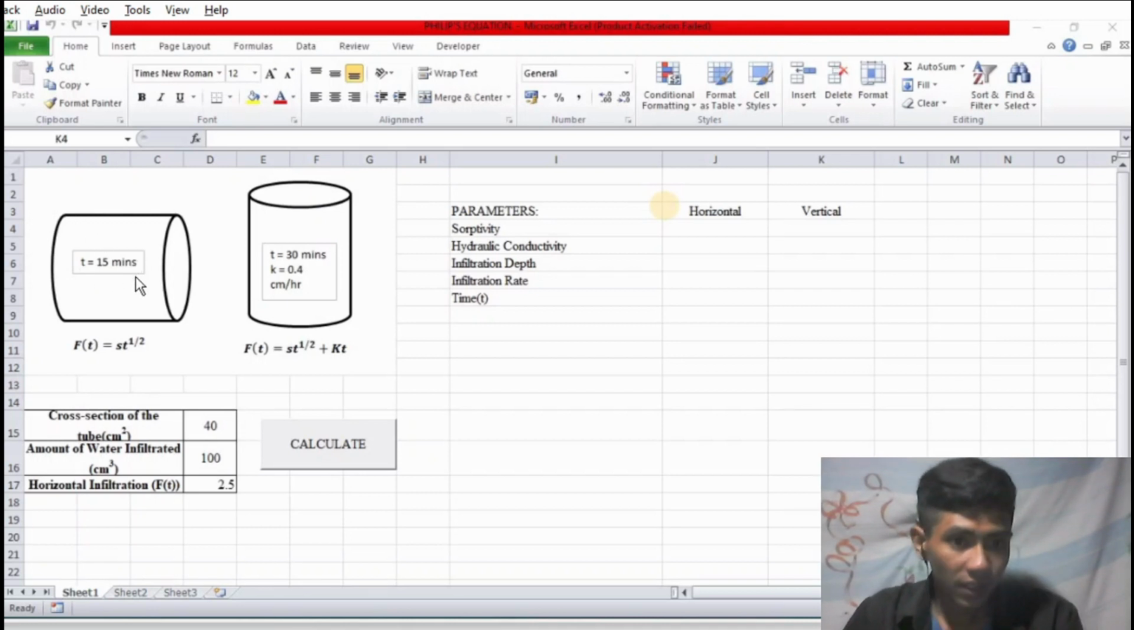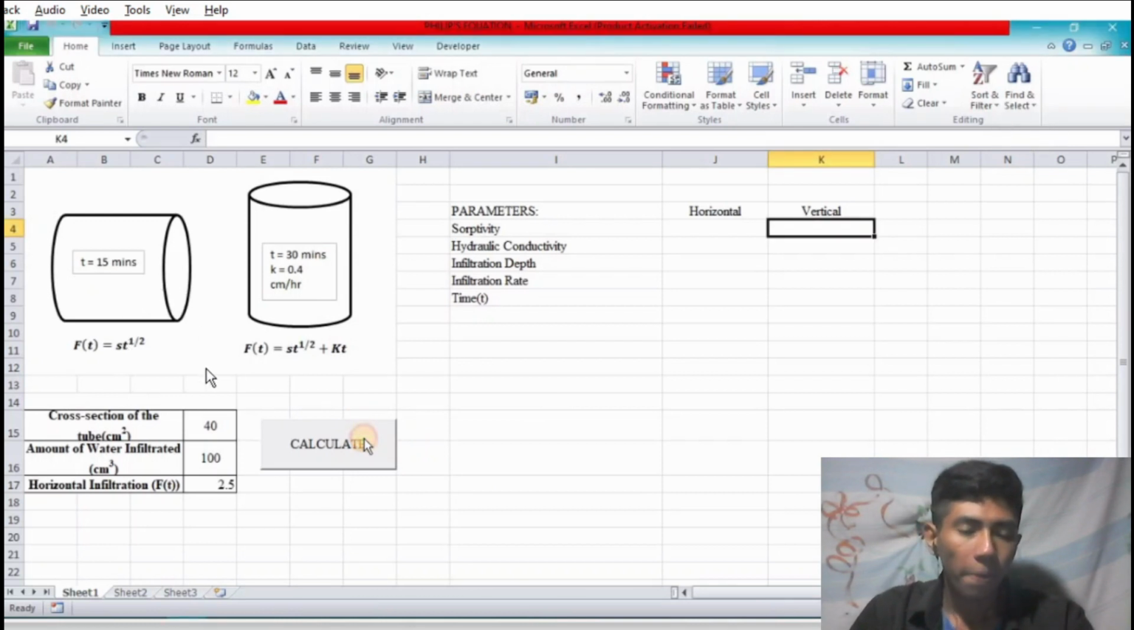In 15 minutes, so by the way, the cumulative infiltration when horizontal and vertically upright is different. When the tube is laid horizontally, this is the equation. Ft is equal to S times t raised to 1/2. While if it's vertical, it needs the hydraulic conductivity.